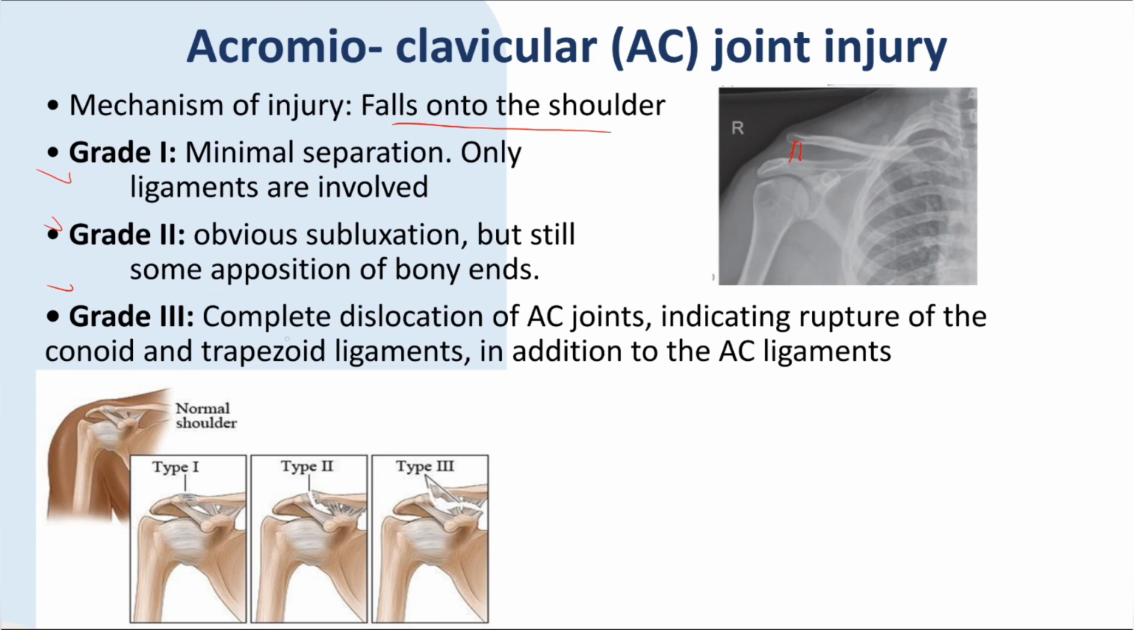In grade 3, there is complete dislocation of the acromioclavicular joint, indicating rupture of the ligaments. So usually grade 1 and 2 are managed conservatively, while grade 3 would go to the orthopedic team for operation.